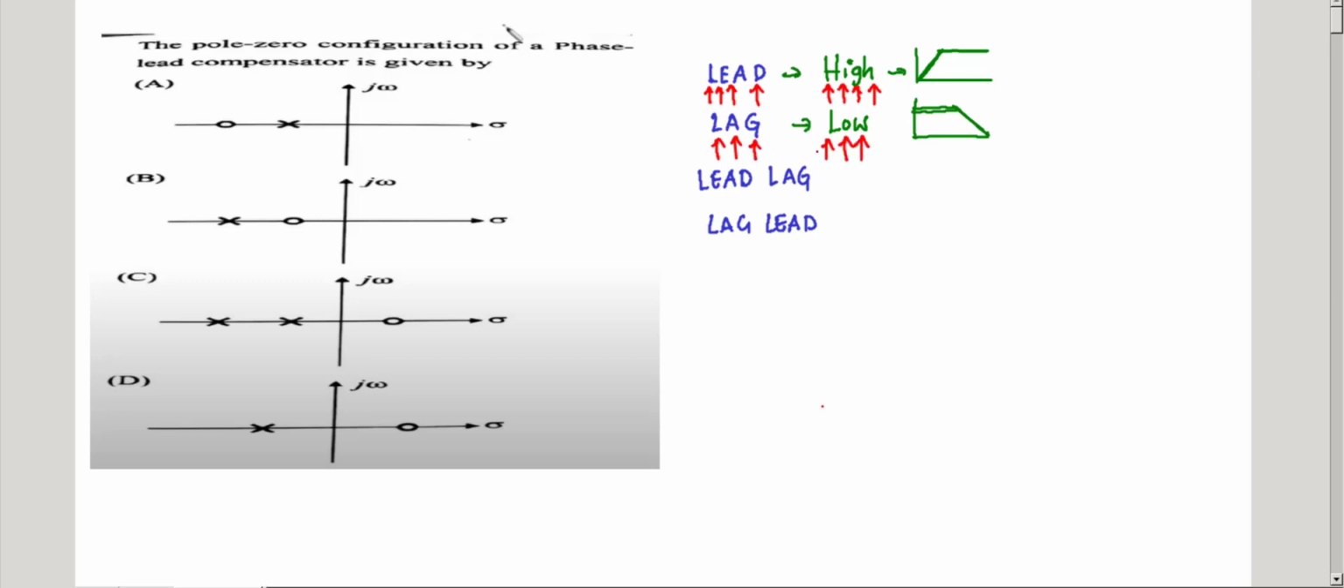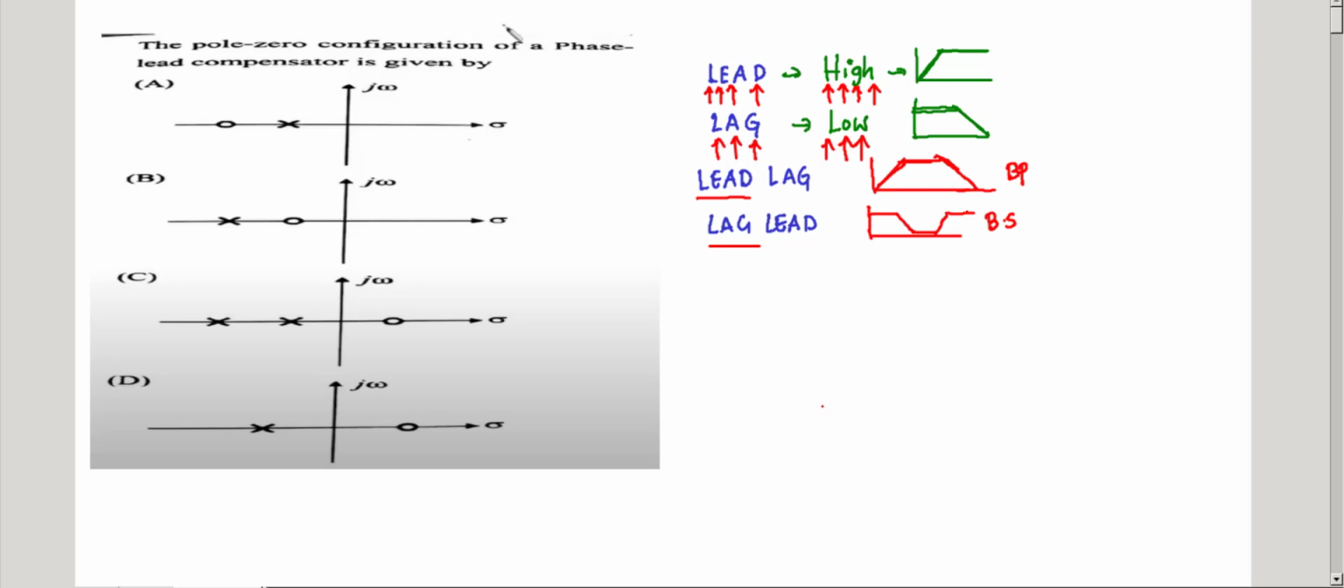Okay, lead lag compensator: first of all high pass filter, then after that low pass filter. What happens to lead lag? Band pass filter. First of all lead, high pass, and then go to low pass, mix them. Then lag lead: low pass filter is something like this, and high pass filter, this is a band stop filter. Okay, so these are the filters.